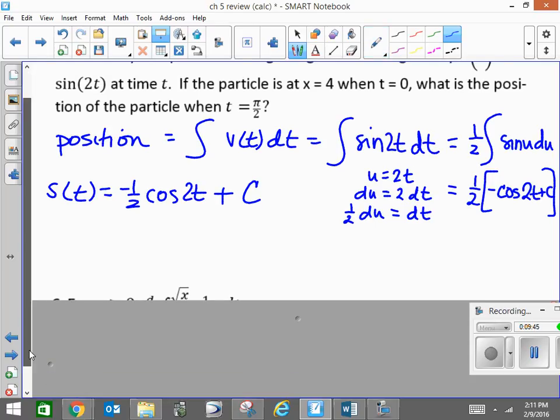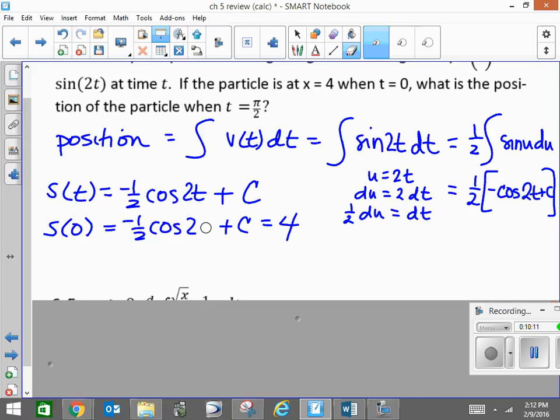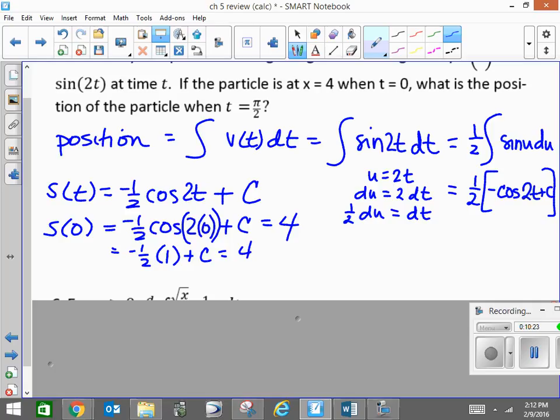Let's see. The particle is at x equals 4 when t equals 0, so you have to plug in the 0 here. What's the cosine of 0? 1. So -1/2 plus c equals 4, so c equals 4.5. So really s of t equals -1/2 cosine of 2t plus 4.5.